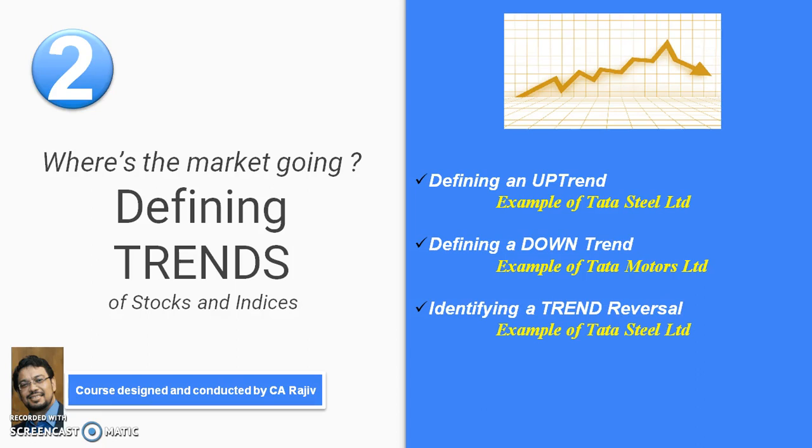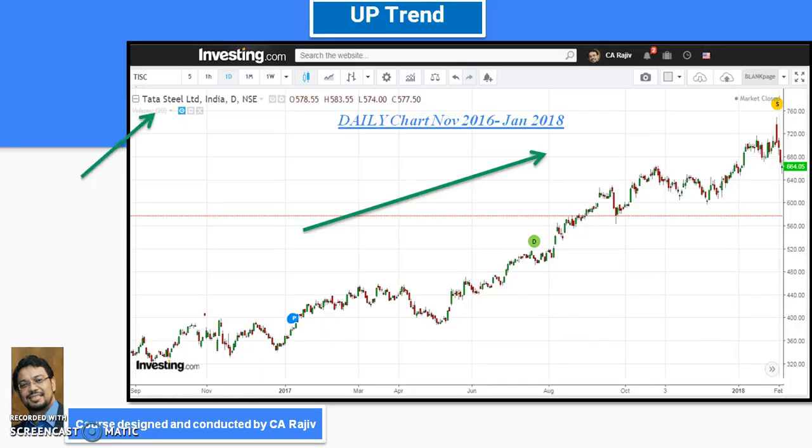And as you can see, we will be discussing 3 points. First, what is an uptrend? What is the technical definition of an uptrend? Similarly, what is the technical definition of a downtrend? And what is the technical definition of a trend reversal? What are the factors which lead to a trend reversal? Here I have taken two stocks for discussion purposes, one is Tata Steel and one is Tata Motors.